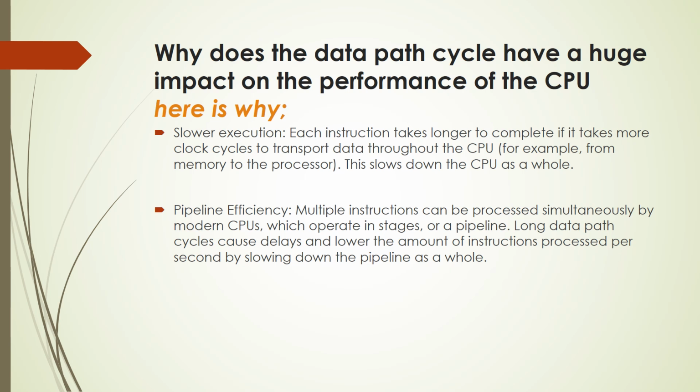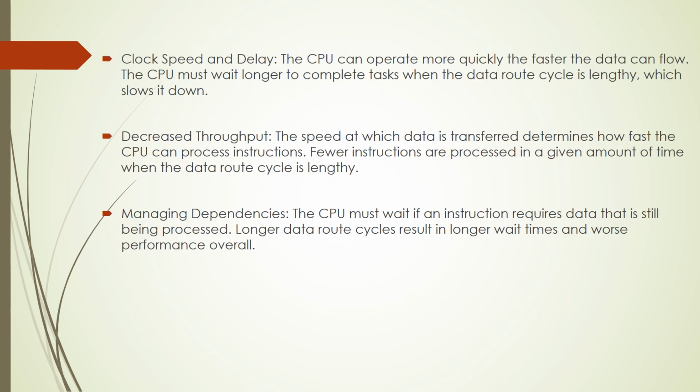Pipeline efficiency. Multiple instructions can be processed simultaneously by modern central processing units, which operate in stages or a pipeline. Long data path cycles cause delays and lower the amount of instructions processed per second by slowing down the pipeline, as clock speed and delay. The CPU can operate more quickly the faster the data can flow. The CPU must wait longer to complete tasks when the data route cycle is lengthy, which slows it down.